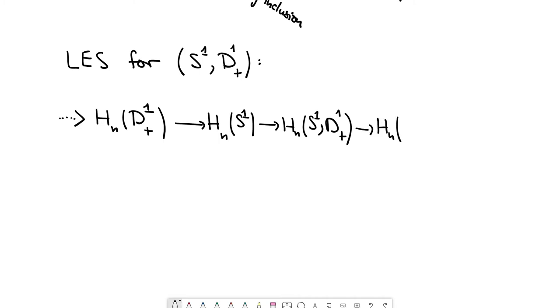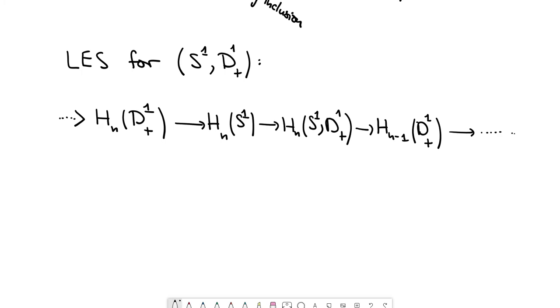And then the boundary homomorphism takes us to H_{n-1} of D1. And I think that's enough. All right. So let's analyze this sequence.